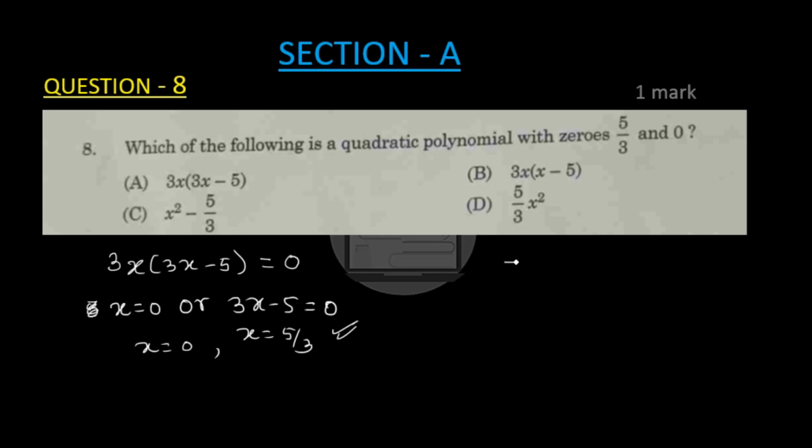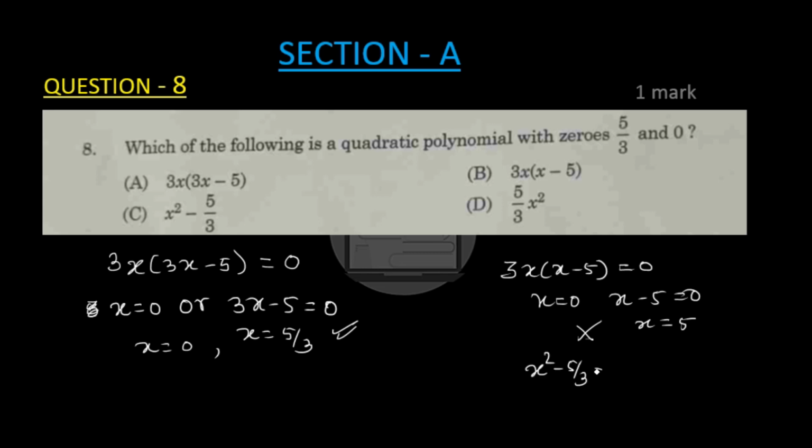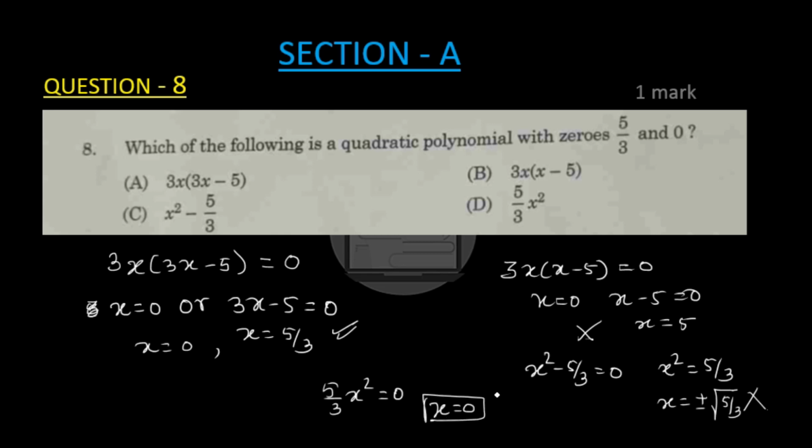Correct? If we look at choice B, it is 3x times (x minus 5). When is this product equal to 0? When x is 0 and when x minus 5 is 0. So x is 5. This is not satisfying our condition for the zeros given. Correct. Similarly, if we take x square minus 5 by 3 equal to 0, it is x square is equal to 5 by 3, or x is equal to plus or minus square root of 5 by 3, which again doesn't match our criteria. And the last one, if we take 5 by 3 x square is equal to 0, this is possible only when x is 0. So here also both the zeros are not matching, hence the correct choice is choice A.